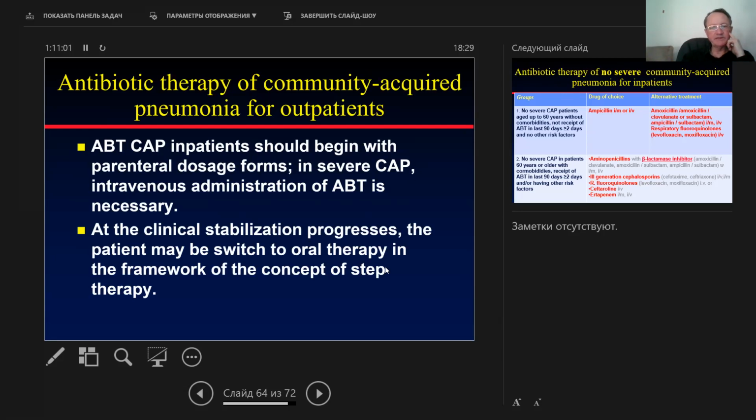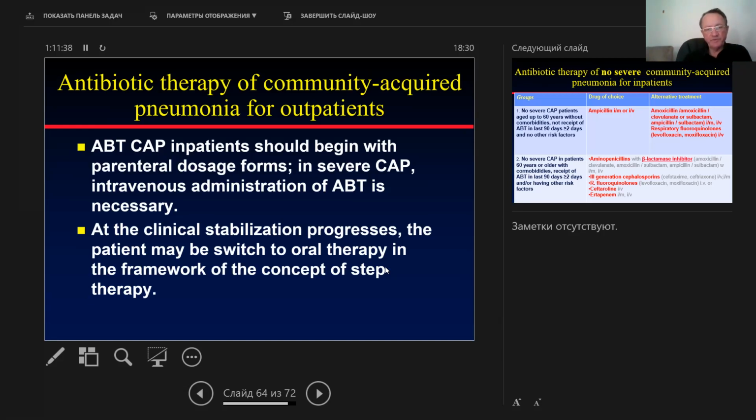But in case of, there is a mistake on this slide, for inpatient community-acquired pneumonia, treatment should begin with parenteral dosage forms. In severe cases, intravenous administration. With clinical stabilization, the patient may be switched to oral therapy. The framework works on the concept of step therapy.